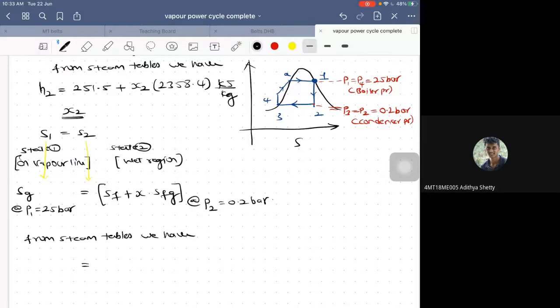6.2537, sir. SG. 6.2537 is the value of SG at 25 bar. Now, give me the value of SF. 0.8321. 0.8321 is the value of SF, plus X2 you need to find. Now, SFG at 0.2 bar. 7.0773. From this, can I have the value of X2?